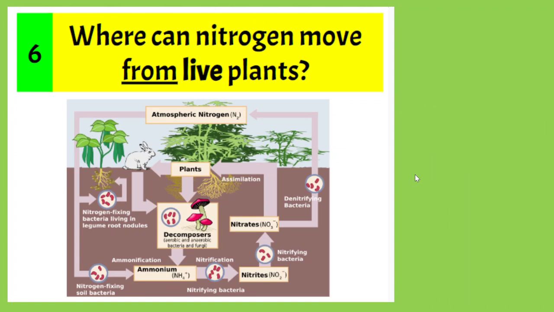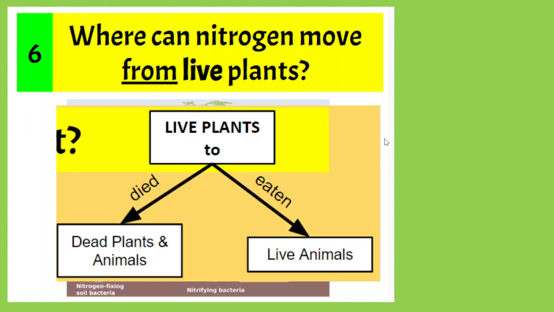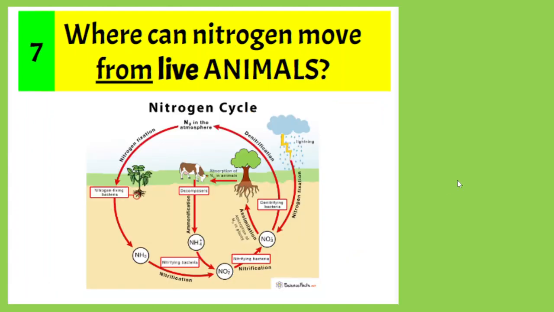Where can nitrogen move from live plants? Well, if you're a live plant, you can basically die or you can be eaten. Those are your options. So you can go to dead plants and animals, or you can go to live animals. Okay, where can nitrogen go from live animals? Live animals can die, or they can poop. And when they poop, their nitrogen goes into the soil or the water areas that way.